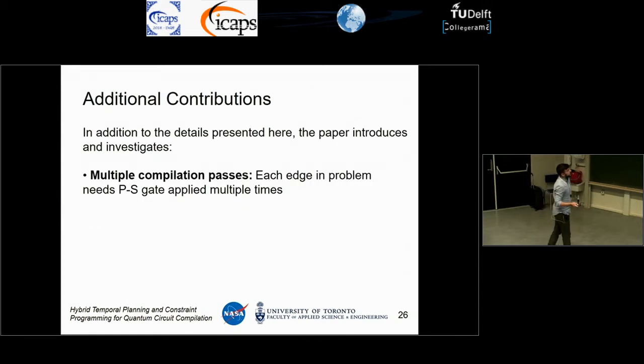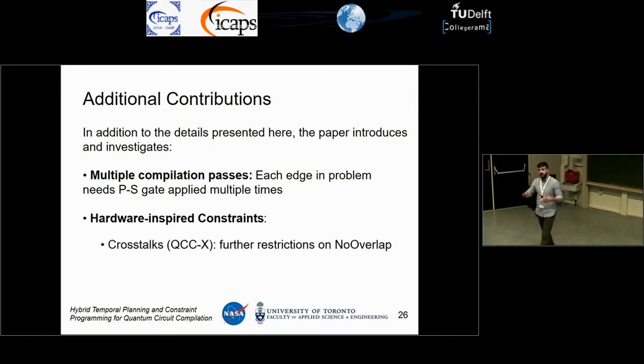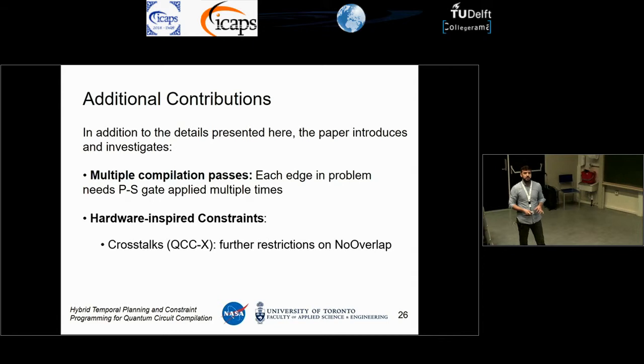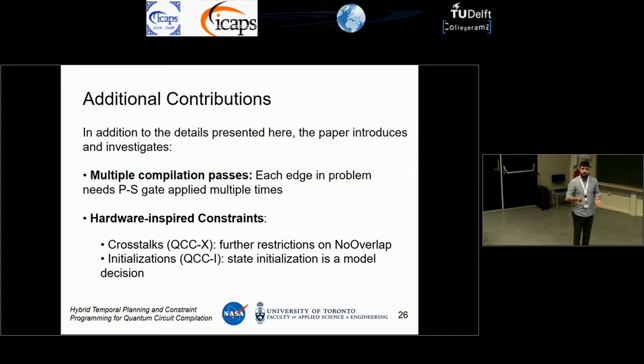Some additional details. I didn't have time to cover these, but we look at multiple compilation passes. What if we want to apply PS gates to those edges more than once? We also look at more hardware-inspired constraints, such as crosstalk, where we further restrict how many qubits can be active at the same time within the graph, as well as initializations, where the decision to initialize a qubit to a given state at the beginning is actually also a decision point for the model, which makes things a little bit more difficult.